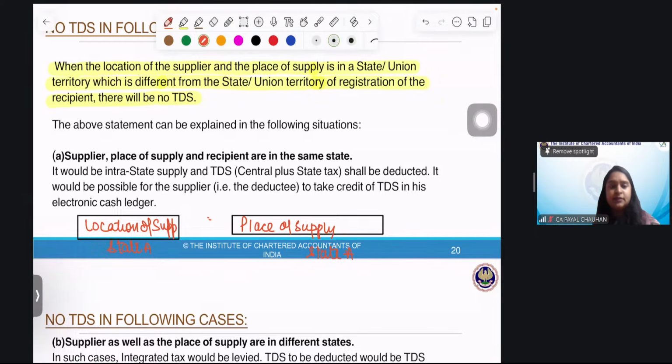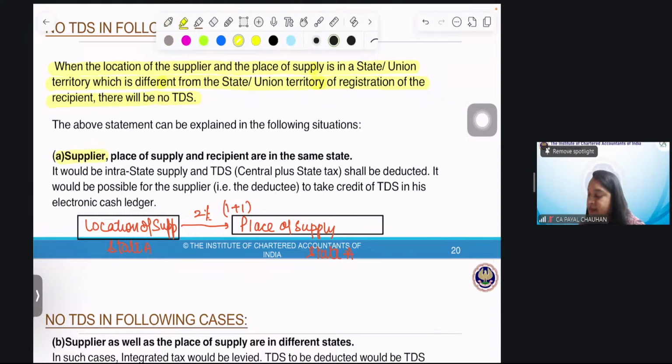Location of supplier, yes, intra. Tell me, TDS applicable or not? Yes, it will be applicable at the rate of 2%, which will be 1 plus 1. Of course, we'll assume everything is there: the value of taxable supply exceeds 2,50,000 rupees, and the payer is a DDO. We'll take it everything. It will be applicable. Read, and if you are unable to understand, do tell me. I'll explain again and again.